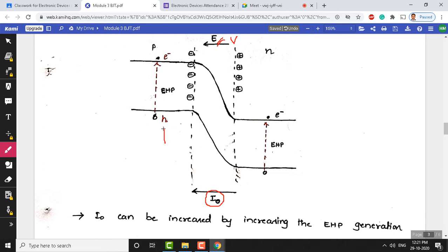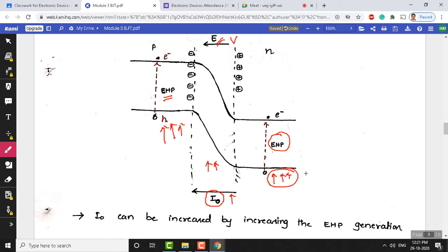Now, you can substantially increase the EHP generation by injecting more and more photons into the neutral N region, the neutral P region, and even into the depletion region here. So, when we inject the photons, it creates more and more electron hole pairs, and in all three regions electron hole pairs are generated, and that increases the I naught current here. So, I naught increases, it is proportional to the electron hole pair generation, and EHP generation is in turn proportional to the photons injected here.